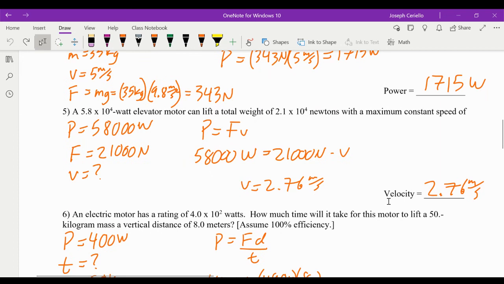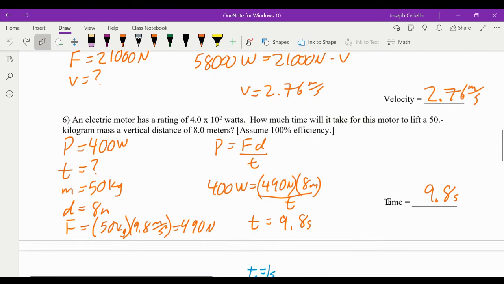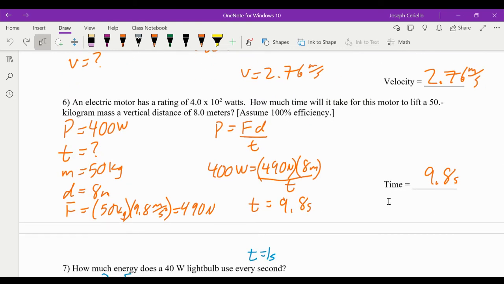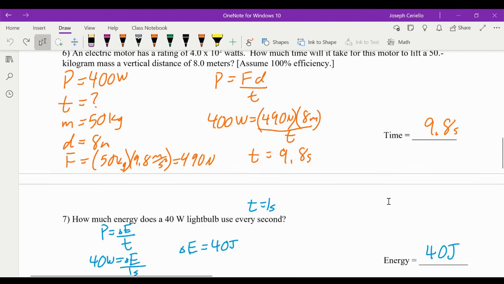This one here, you're given the power in watts, you're given the weight, which is the force, find V. There we go, 2.76 meters per second. And the last one here is, again, just kind of identifying what you're looking for. You're looking for time. And the tough thing, again, is understanding that the force is equal to the weight of the object. So it's mg. That's what your force is in this case, because that's the force required to pick something up. Work through the math, it comes out to 9.8 seconds. That's really just a coincidence that it's 9.8 seconds.